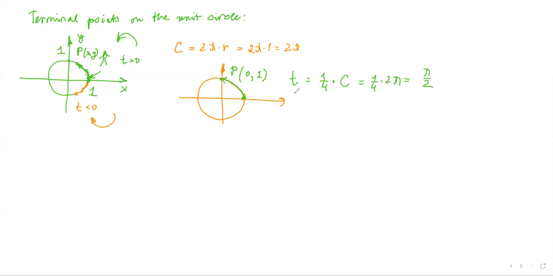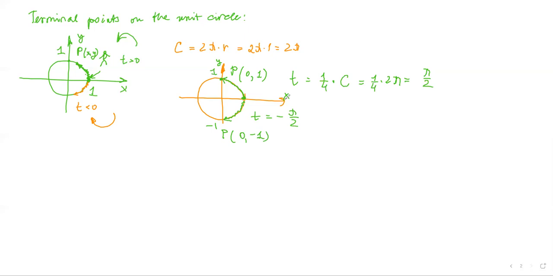Well, what is going to be t if I walk in the opposite direction? If I walk like this? Well, my t is going to be negative pi over 2, right? The distance is the same, just because I'm walking clockwise, it's going to be negative. And the coordinates of my point P, which is my terminal point for this walk, are going to be (0, -1), because y here is -1. I'm going to label y and x, okay?